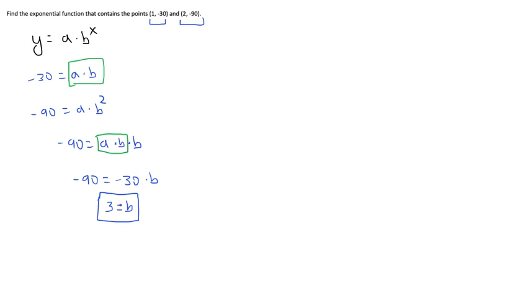Now what's left? Well, we've got to find the value of a. So I can just go right back and plug the value of b in here because we know what b is. We can actually plug it into both equations, but negative 30 equals a times 3. If I divide both sides by 3, I get my value of a, which is negative 10. And if you plugged the value of 3 into the other equation, we get 3 squared, which is 9. Divide both sides by 9, and a is negative 10 again, of course. We should get the same value of a either way.